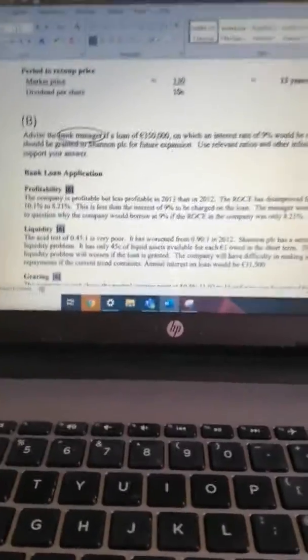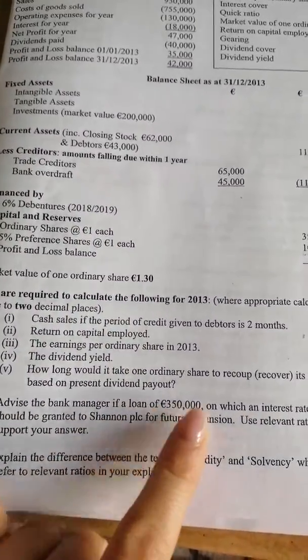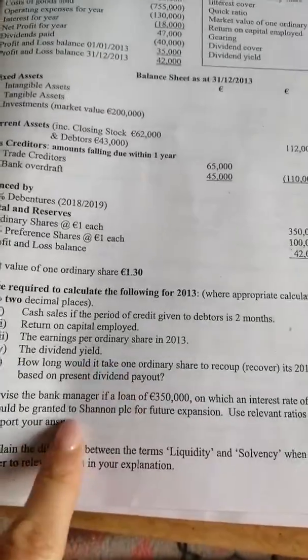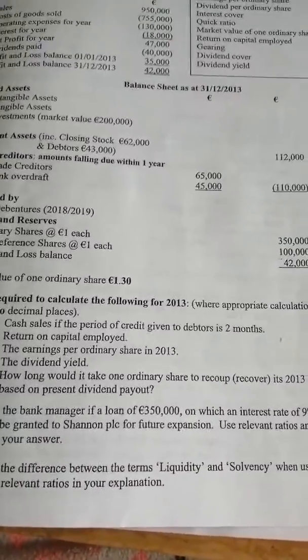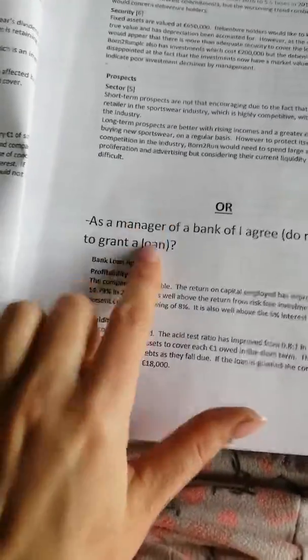Now part B again is our theory part, but the thing that we see from the question of part B is we're asked to advise the bank manager of a loan. So the first thing we look at there is we see bank manager. Now we need to answer it using our headings for the bank manager, which is at the very front of our revision booklets. If you look at the front, we have our bank manager headings. So we have the shareholders and state of affairs, and we have the bank manager's one. So in this question we're looking at the bank manager.